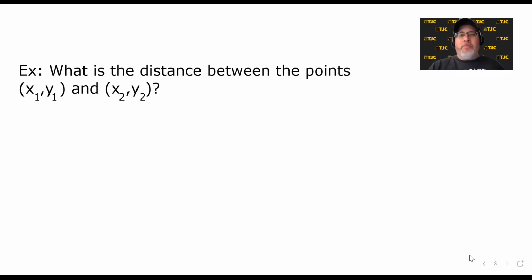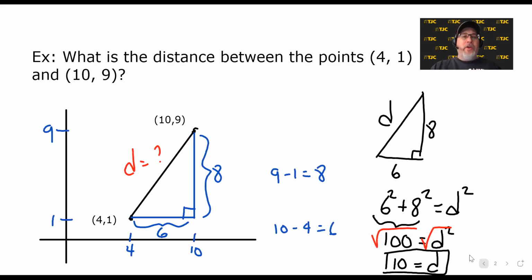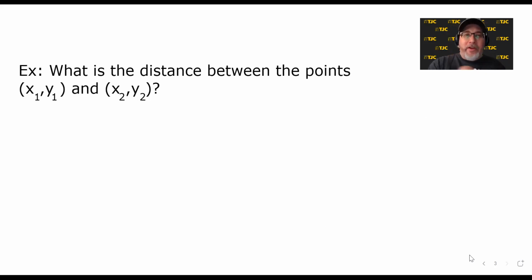Now, how are we going to come up with this formula? Well, we're going to replicate what we just did over here. We're going to set up a picture, draw a right triangle, figure out how long 2 sides are, and use the Pythagorean theorem to find the third side. And at the end, when we have something that says d equals, that's going to be our distance formula. All right, so let's see if we can represent this as generically as possible.